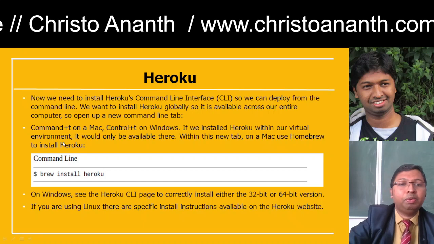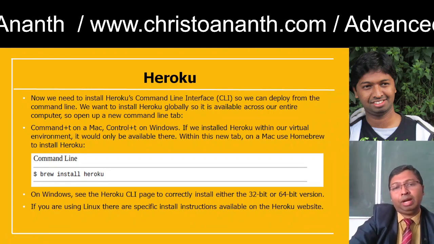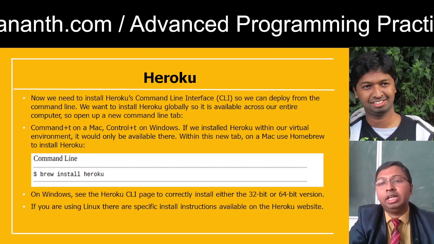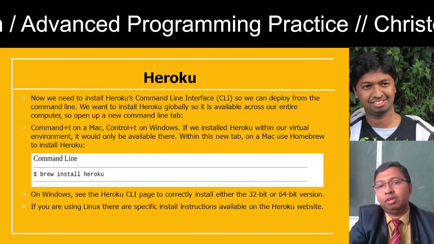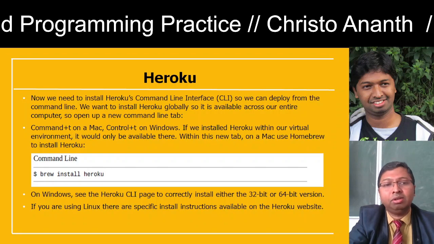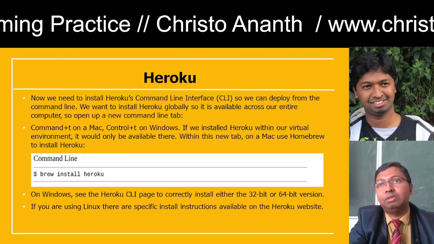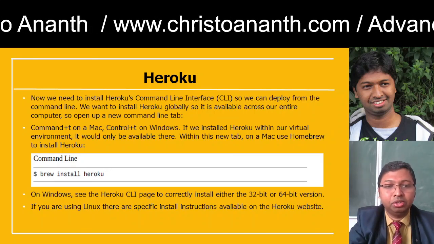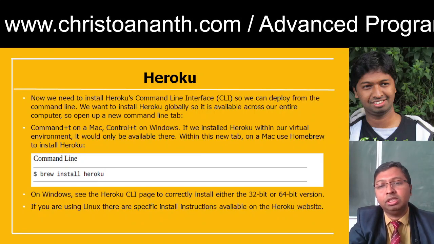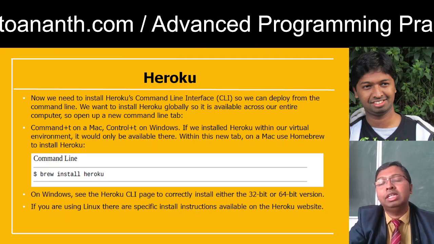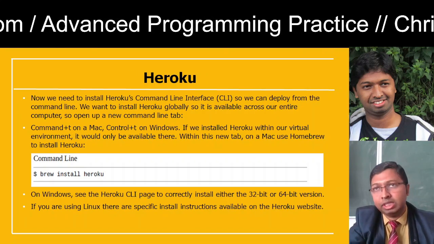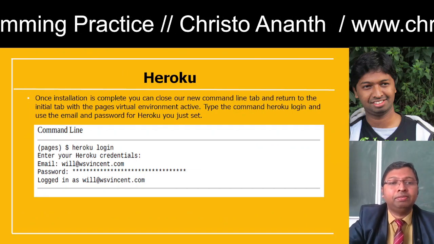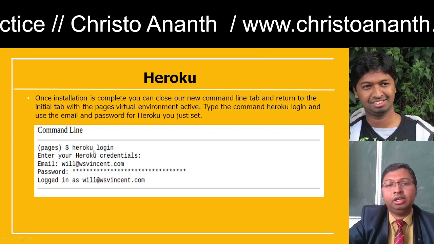Press Command+T on your Mac, or maybe Control+T on Windows, and make sure that you install Heroku within the virtual environment. On the Mac you can use the Homebrew command, just like in the first class. So: $ brew install heroku. You can check the Heroku CLI page to make sure you install the 32-bit or 64-bit version.